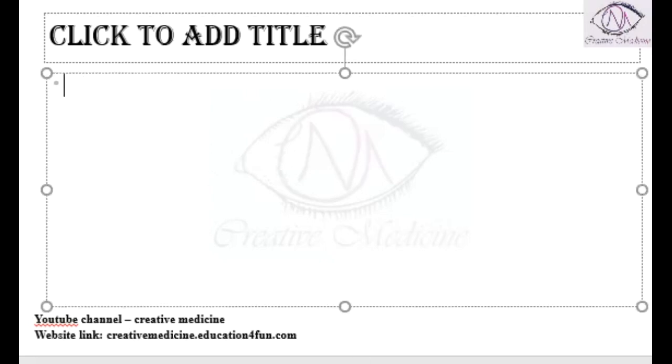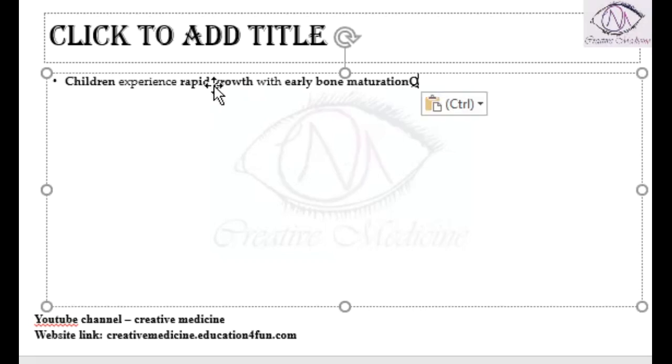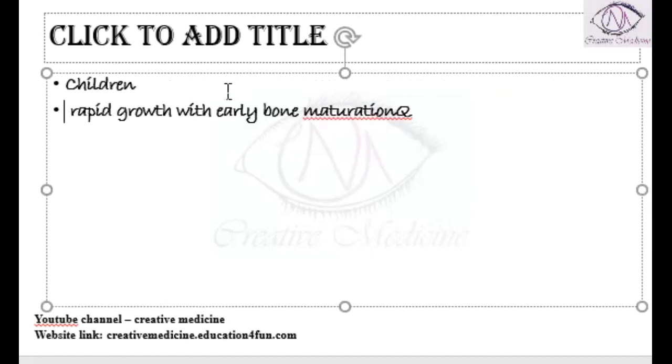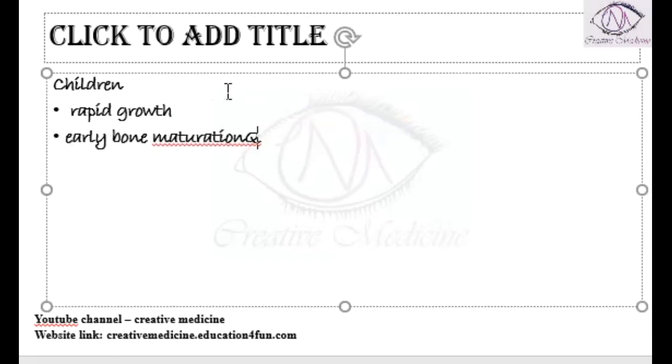Whereas in children, because of Graves' disease, that is increased thyroid hormone, the children will have rapid growth, and because of this rapid growth, early bone maturation is also seen in these children.